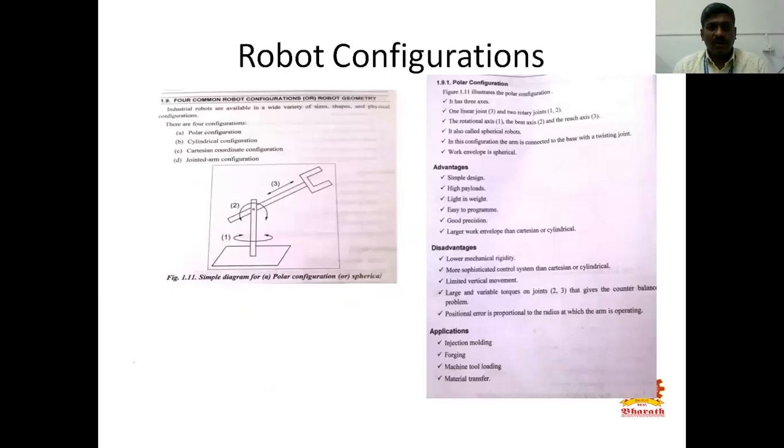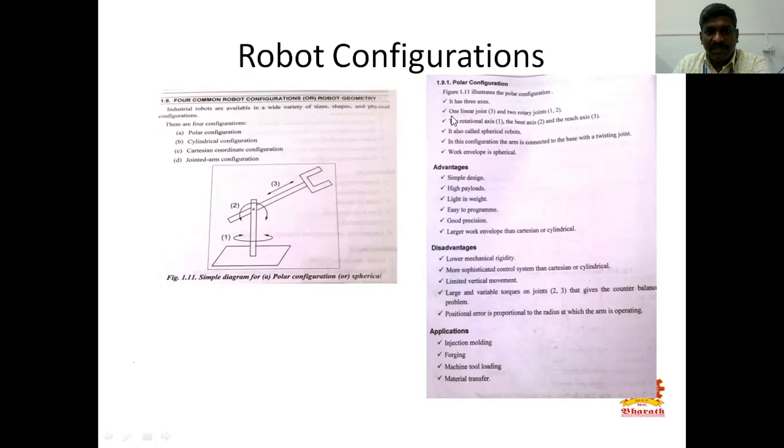Next one is robot configuration. Robot configuration is nothing but how the robot is moving by its motion, and how it makes a workspace in the space. That is called the robot configuration. By the robot configuration, it makes some shape for the end effector. Look at this. There are 4 types of robot configuration: polar configuration, cylindrical configuration, Cartesian coordinate configuration, and joint arm configuration.